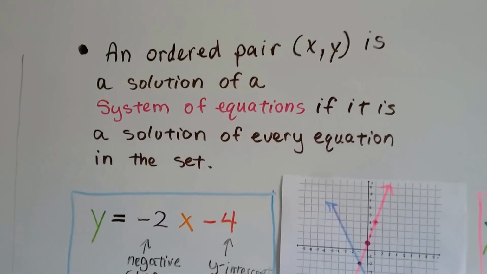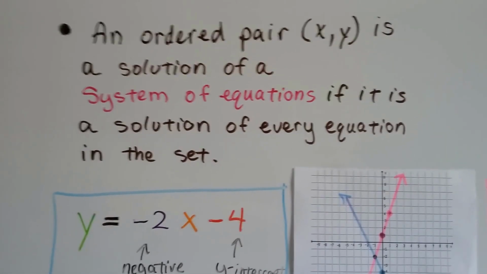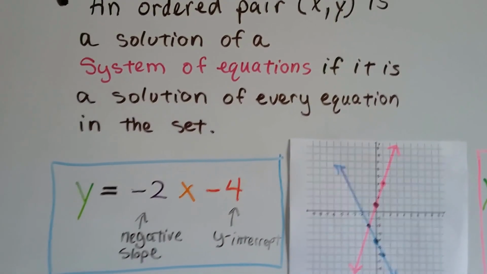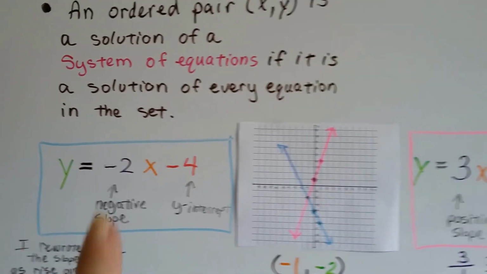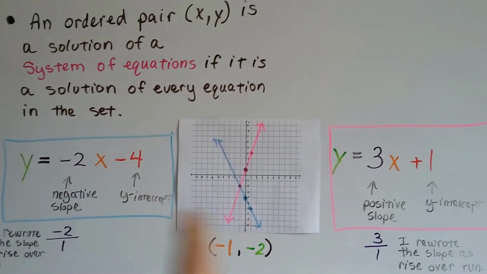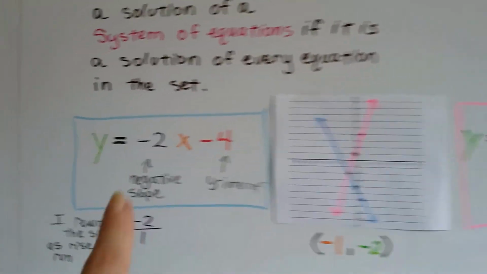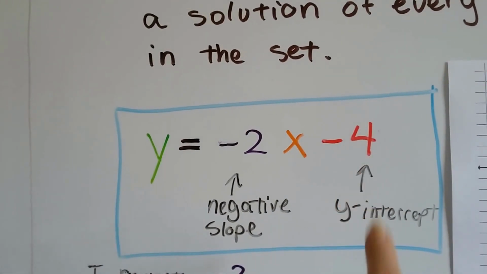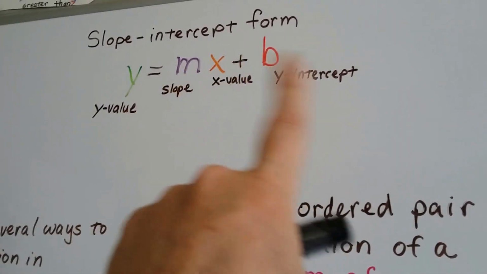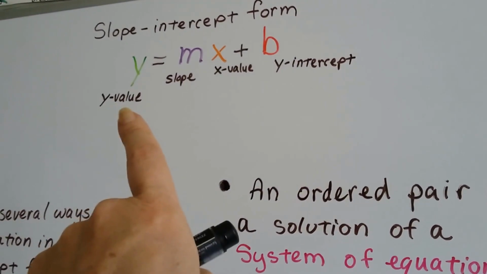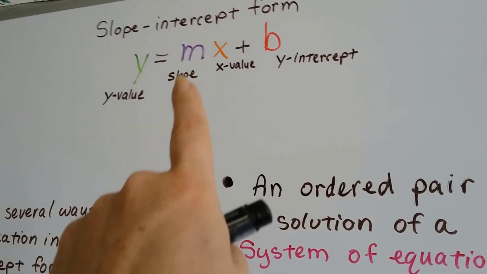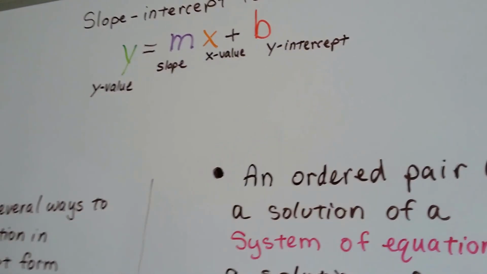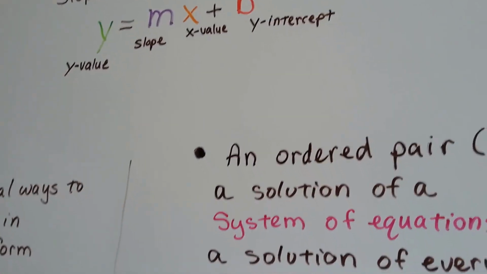Okay, as we showed in the last video, an ordered pair, x and y, is a solution of a system of equations if it is a solution of every equation in the set. So, we've got this equation, the blue line, and this equation is our pink one. So let's take a look at this blue one. We know that this -4 is our y-intercept b, okay? And this is written in slope-intercept form, okay? So that's the y value in the xy coordinate. That's the slope. That's the x value in the xy coordinate, and that's our y-intercept, okay? That's where it's going to hit the y-axis.